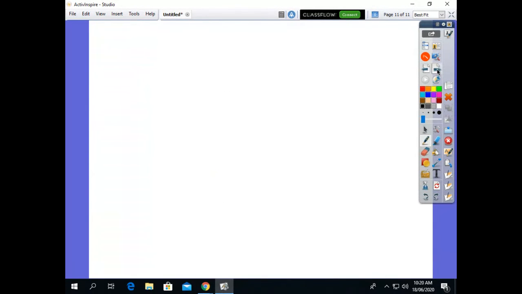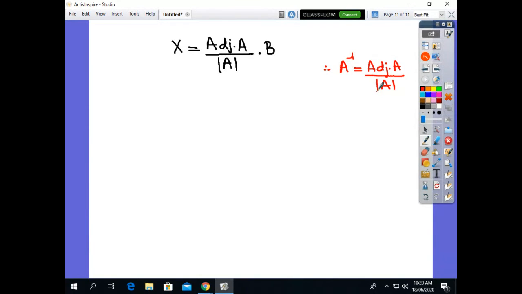Now we write the formula of A inverse. X is equal to adjoint of A divided by determinant of A into matrix B. The formula of A inverse is equal to adjoint of A divided by determinant of A. Now we find adjoint and determinant of A.